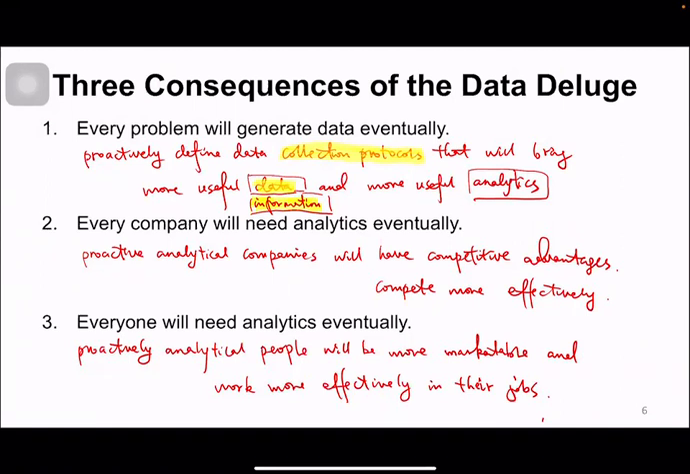This actually is a design of experiments in industrial engineering. I believe many of you will learn design of experiments. That is, you design the experiments to collect the data. These are called active experiments. Of course, there are passive ones. For example, with sensors, you just put them there, you didn't design experiments, and passively you have a lot of observations. So you want to proactively design the experiments and define the data connection protocols that will bring more useful data and more information, and then more useful analytics.